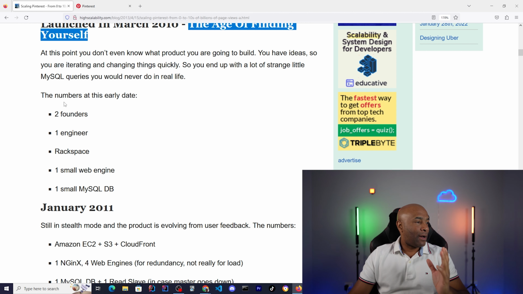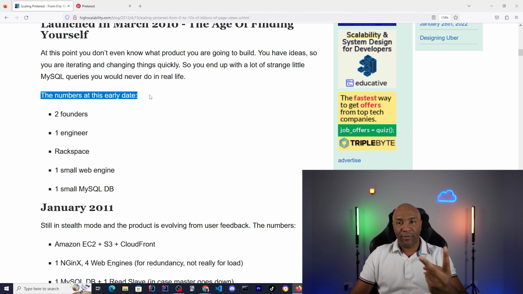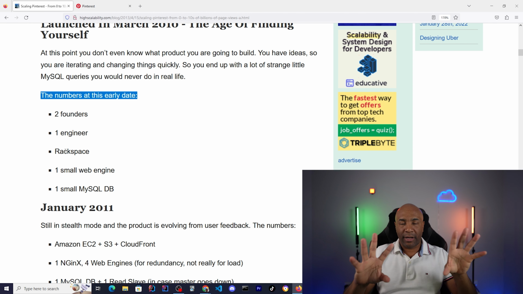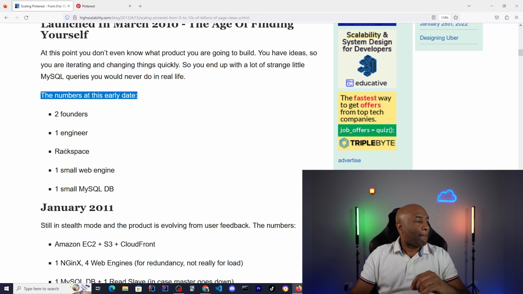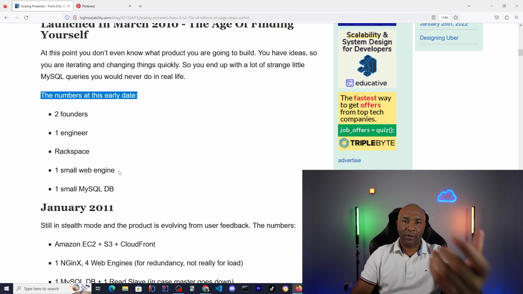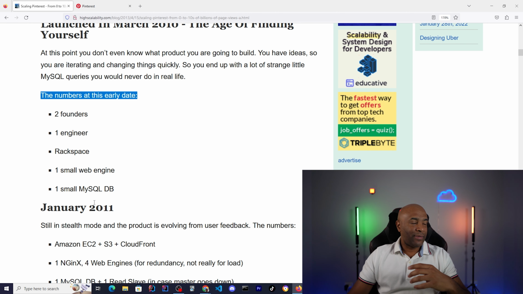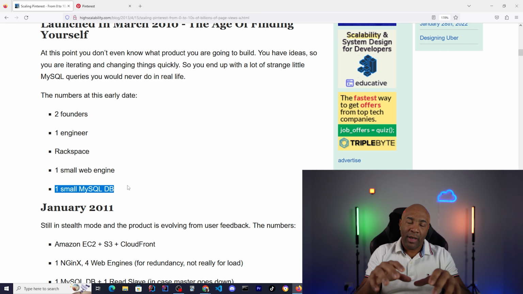And the numbers at this early date: they had 2 founders, which is the point where they started, and 1 engineer. They were using Rackspace, which is a kind of mini cloud provider at that time. They had 1 small web engine, which means a single instance or a small web server serving the requests, and 1 small database. So they started really small and tried to take one step after another.